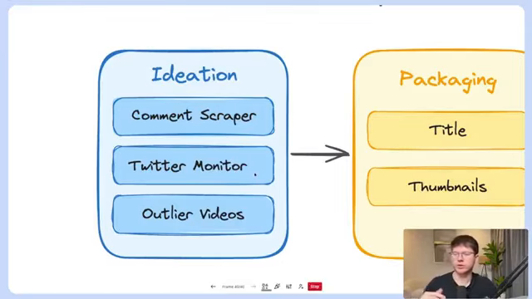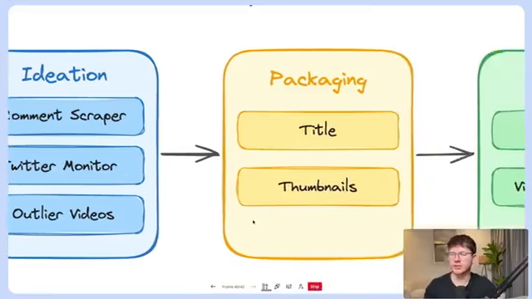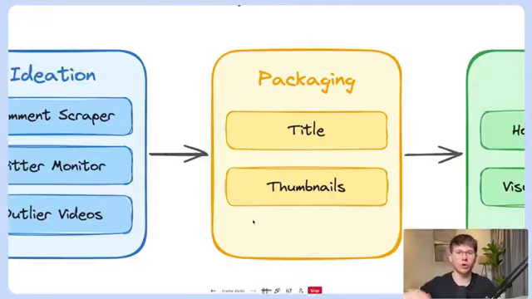Twitter monitoring is where it's going to the actual Twitter profile. It's extracting all the tweets and gives me ideas. And outlier videos is the videos that have gone well for other channels. Why have they gone well and how can we apply the same idea to my channel?